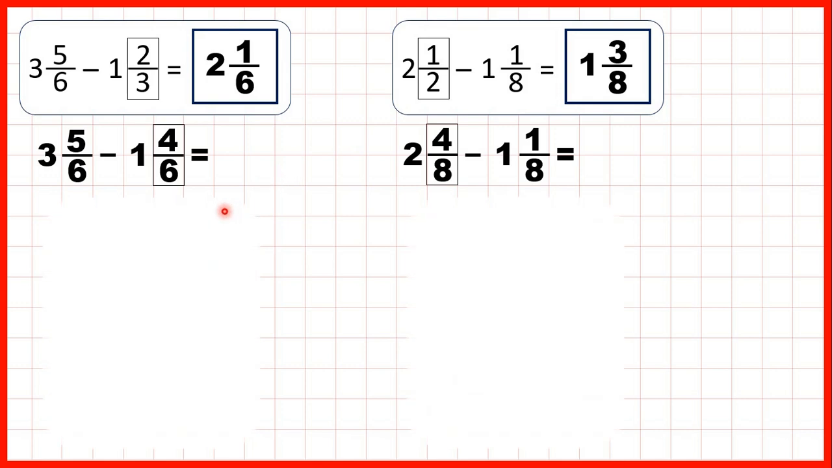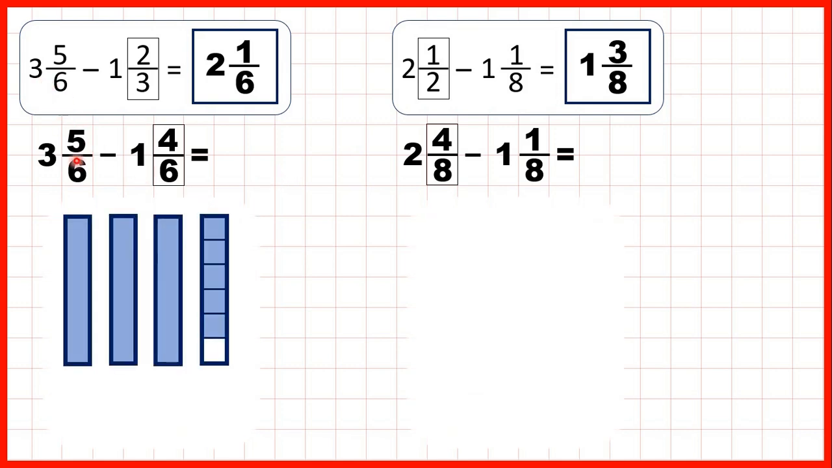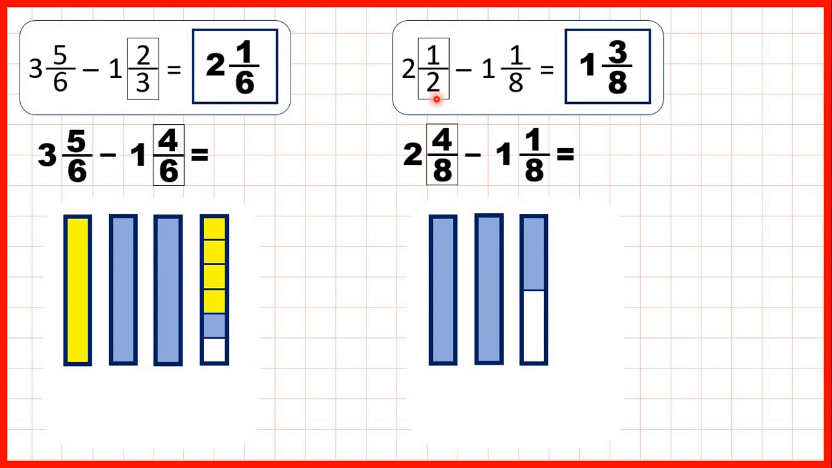So let's look at what we did here. We started with 3 and 5/6. We needed to subtract 1 and 2/3, but we found that 2/3 is the same as 4/6. So if I colour in 4 of those sixths in yellow, you can see that's the same as 2/3. We were also taking away 1 whole, and that left us with our answer of 2 wholes and 1/6 left in blue here.